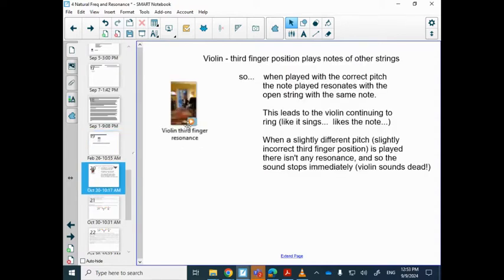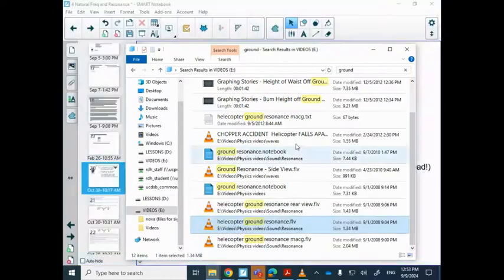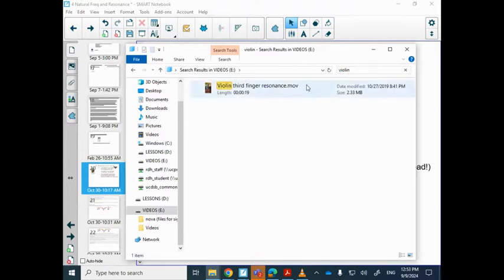That's a silly one. We don't need that. Oh, this one's cool. So this is my daughter's violin teacher. She was showing during a lesson how you can tell if the strings are in tune and so on, and it's third finger resonance.